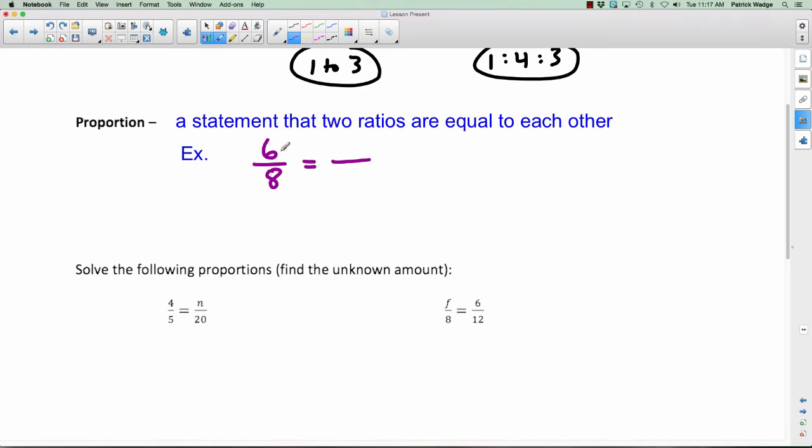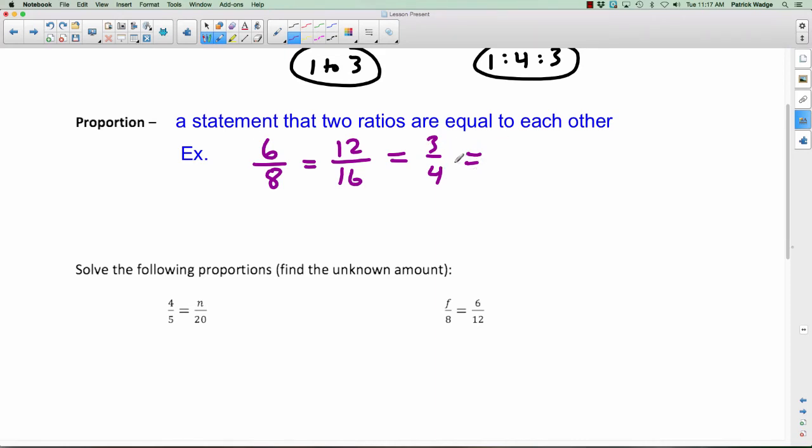So here's what I can do. I can either divide both of these numbers by the same thing, or I can multiply them both by the same thing. But you can't do it with 0, you can't do it with 1, you can't do it with negatives. But let's say I multiply them both by 2. 6 times 2 is 12, 8 times 2 is 16. These are equal to each other. I could have divided them both by 2. 6 divided by 2 is 3, 8 divided by 2 is 4. They are all ratios, but they're also all equal.